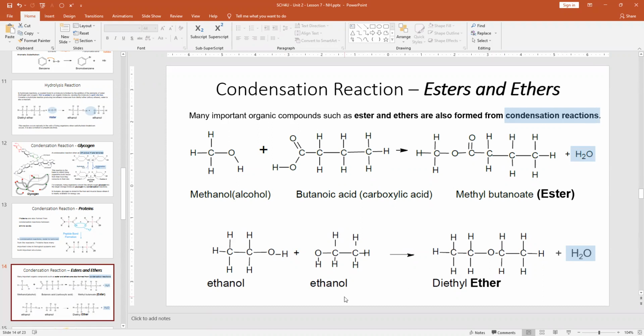Ethers are formed the same way. Here you have two molecules of ethanol. One of them will lose an OH, one of them will lose an H, and they will get joined in this ether bond, forming diethyl ether, and a molecule of water is removed.